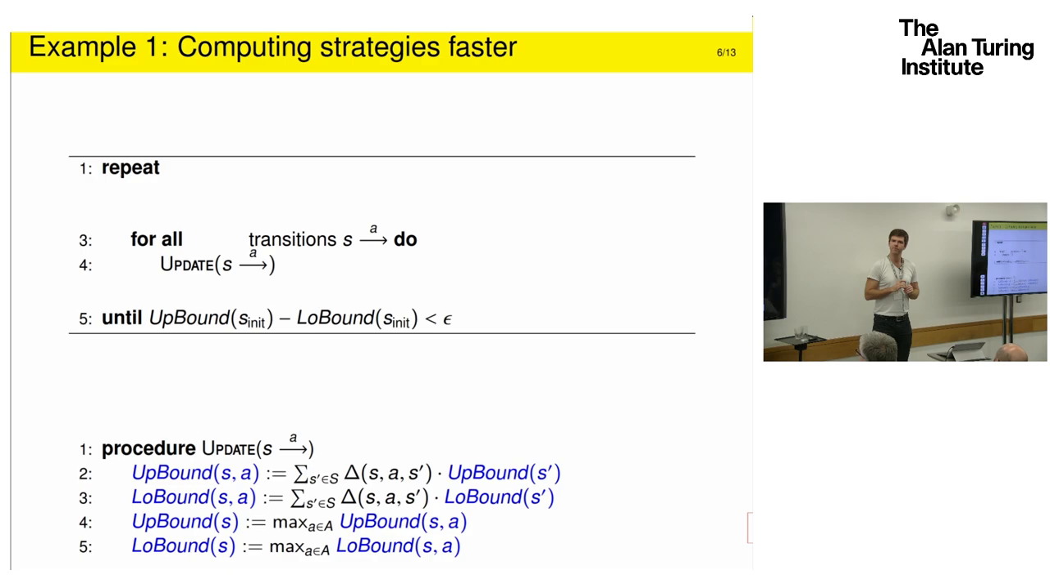So first, it is wise to look at what is the standard approach to compute them. Here I am displaying the core of one of the standard algorithms called value iteration. It's not terribly important. What is the principle of this algorithm? Well, imagine that you want to compute for the moment the maximal probability to reach the state. So forget about the strategy for the moment. Let's just compute the number.